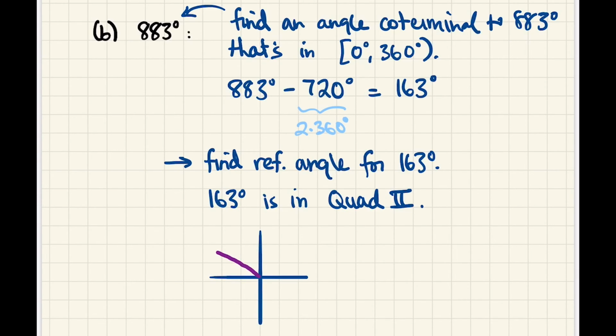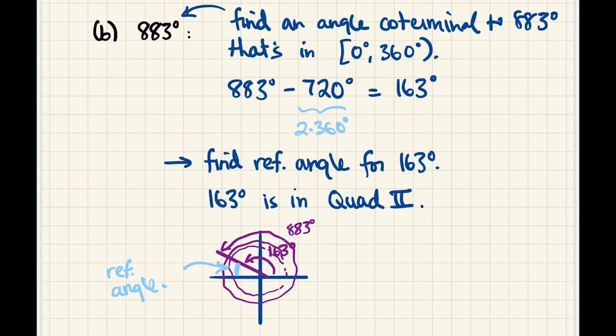Maybe it's something like that. So there's the 163, and the 883, which went around a couple times to get to 720 and then stopped there, was the original angle. But what we're really after is this little guy right in there, the reference angle. Again, it's always measured between the nearest portion of the x-axis and the angle that we're dealing with. So in this case, we can see that would be 180 degrees minus 163 degrees, which is 17 degrees.